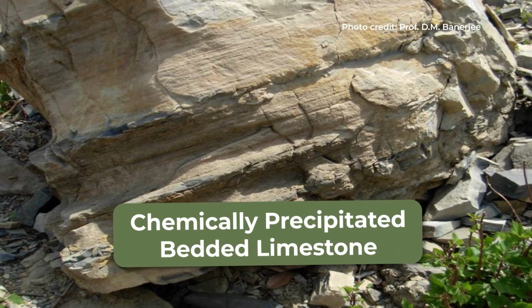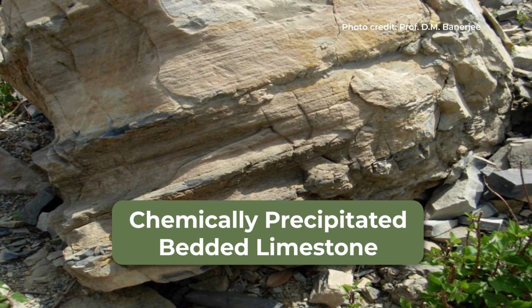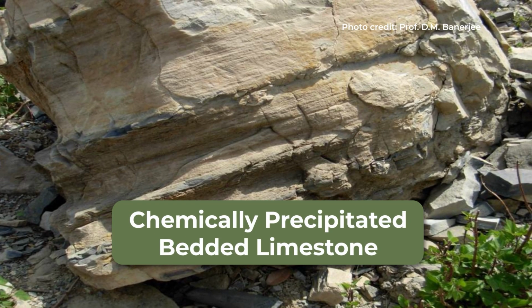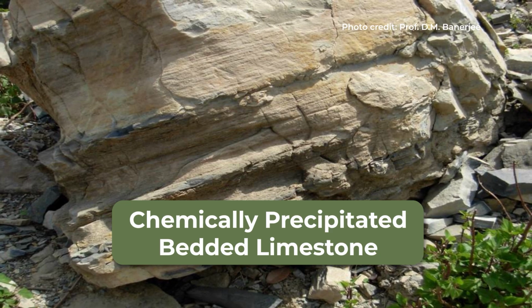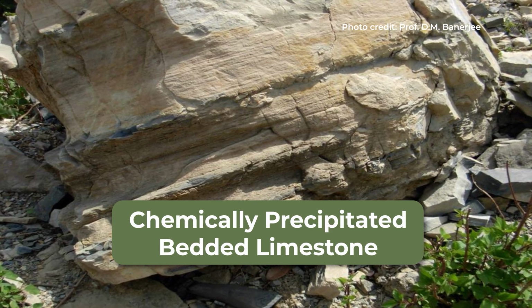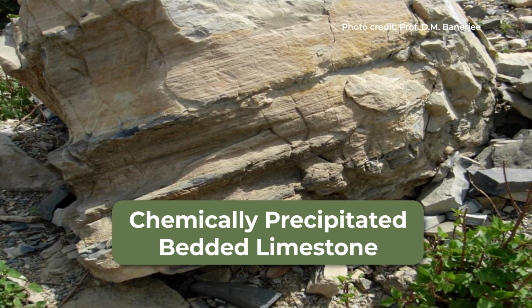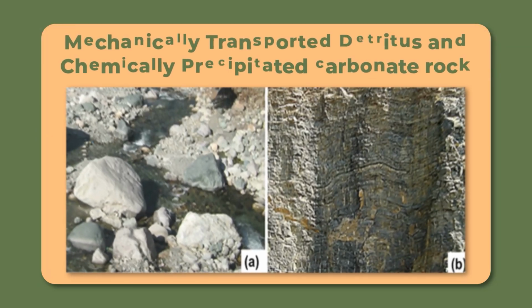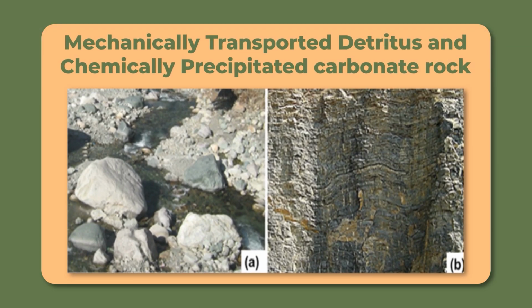This is a limestone sample. You can see a bedded limestone, a chemically precipitated calcium carbonate rock, thinly layered bedded limestone, also from the Himalayas. On two sides, you have mechanically transported detritus. You can see the river is carrying the material. There are big boulders on this side. There are pebbles and cobbles on the other side of the river. So they are mechanically transported detritus.